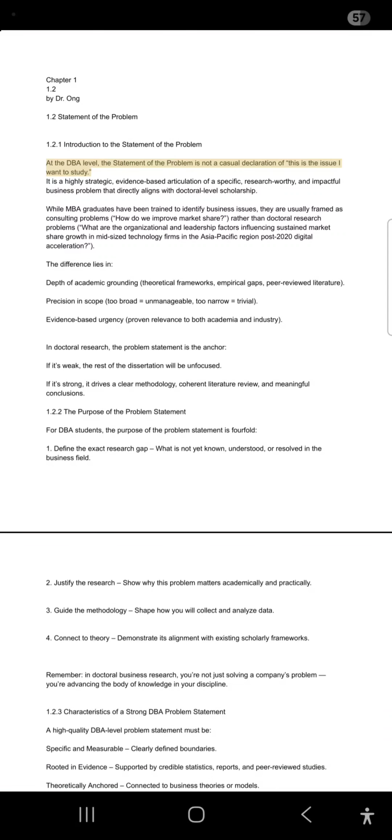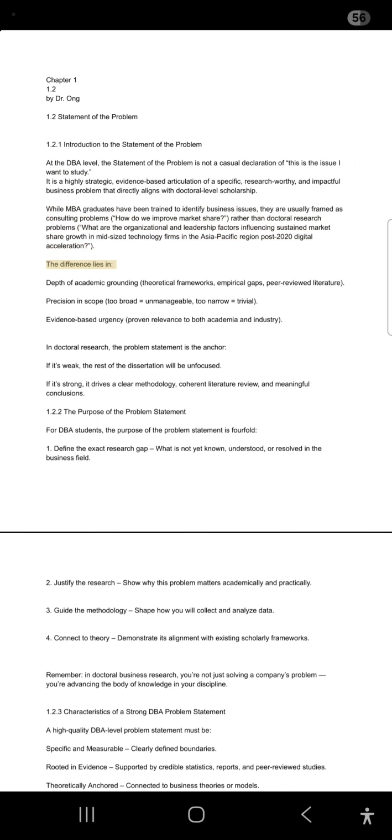At the DBA level, the statement of the problem is not a casual declaration of, "This is the issue I want to study." It is a highly strategic, evidence-based articulation of a specific, research-worthy, and impactful business problem that directly aligns with doctoral-level scholarship. While MBA graduates have been trained to identify business issues, they are usually framed as consulting problems: How do we improve market share? Rather than doctoral research problems: What are the organizational and leadership factors influencing sustained market share growth in mid-sized technology firms in the Asia-Pacific region post-2020 digital acceleration?